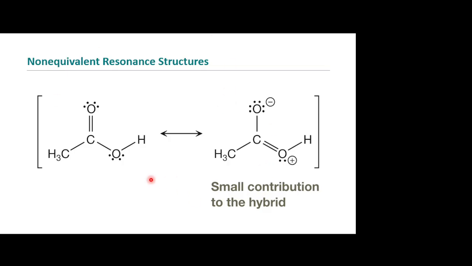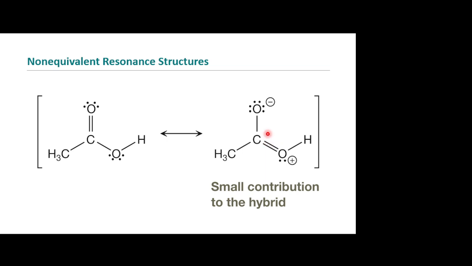Yeah. So these are non-equivalent resonance structures right here. Notice that if you go to this other one here, you end up with a negative and a positive charge that are separated there. And so formal charges that are separated. So this is a very small contribution to your hybrid energies. It's not going to help you gain a lot of stability because it's just a very high energy structure.